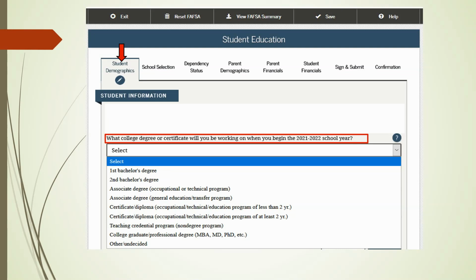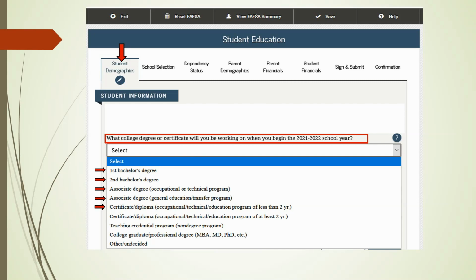Then the next question asks what college degree or certificate will you be working on when you begin the school year. So it could be a bachelor's degree, second bachelor's. Associate's degree in occupational or technical program refers to usually a community college where you're taking, for instance, a nursing program or a mechanics program or something where you will begin your working career immediately after completion, versus an associate's degree in general education or transfer program where, for instance, you might enroll in a liberal arts program with the intent of transferring on to a 4-year school afterwards.